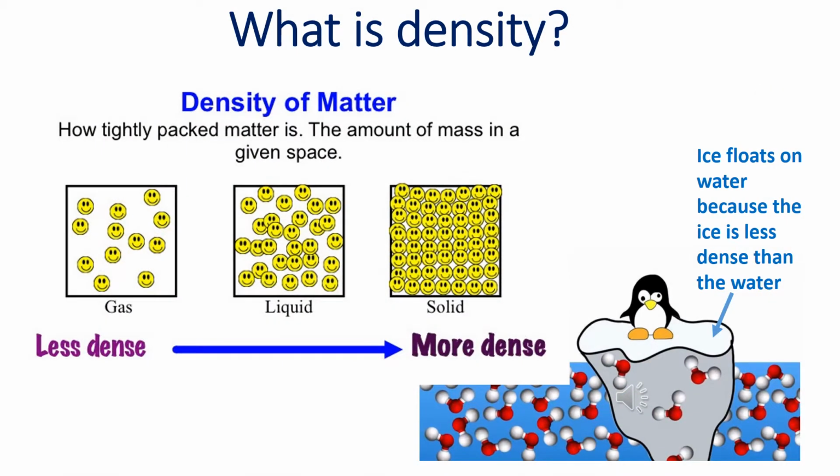So now we're going to look at density. The density of matter is how tightly packed the matter is, the amount of mass in a given space. So a solid would be more dense than a gas because there's more matter packed into that given space.